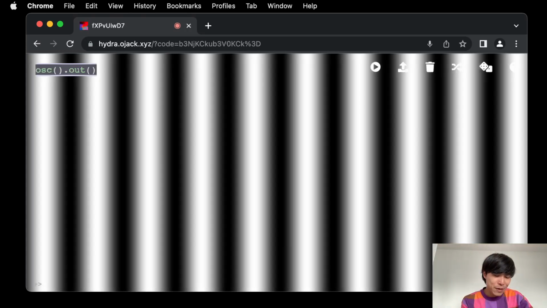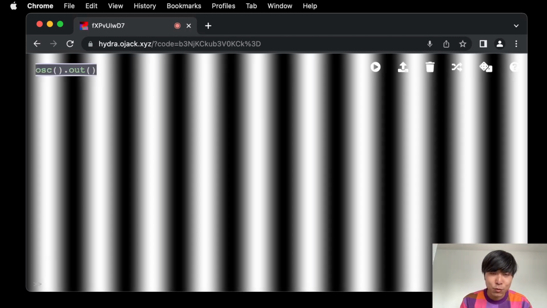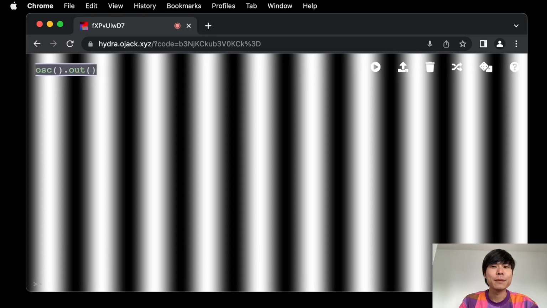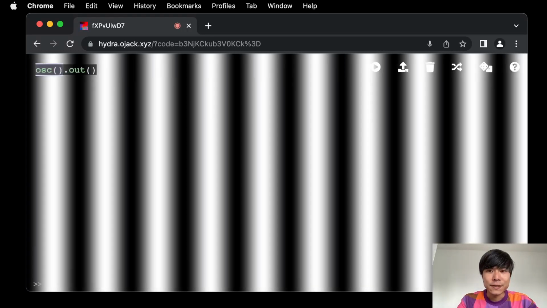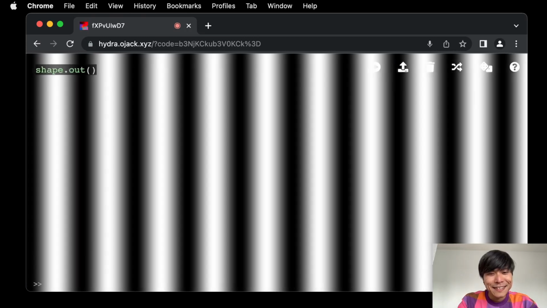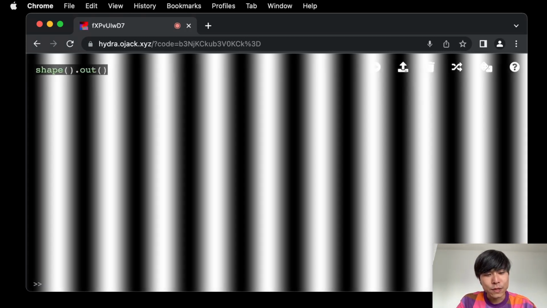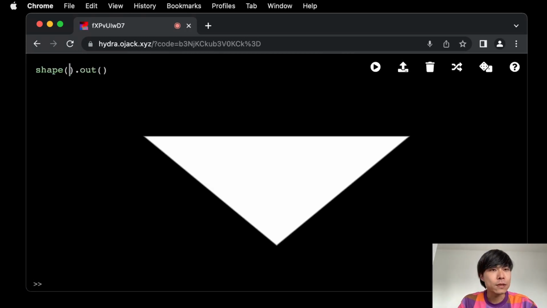transitions or transformations, moving images. But let's see. Okay, so yeah, like this. This is a little bit annoying. So I want to move something. So let's start with shape.